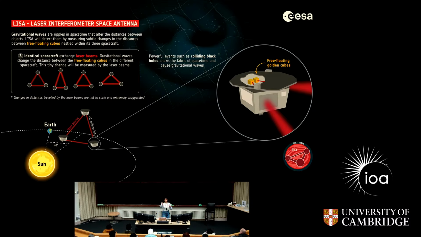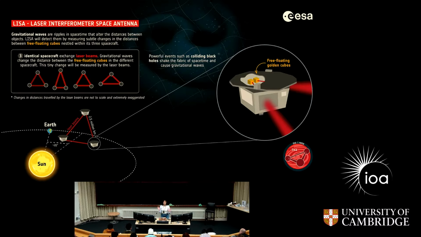And by shooting lasers across these 2.5 million kilometer long distances, they can measure how this triangle is deforming, so how it's stretching and squeezing. And this can be directly tied back to gravitational waves that are passing through and deforming the space around it. And this is really an incredible mission.